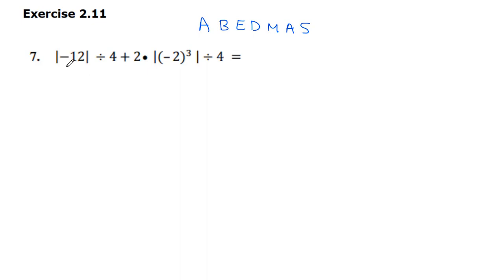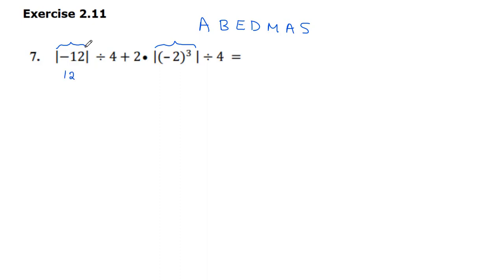So number 7, we have the absolute value of negative 12 divided by 4 plus 2 times the absolute value of negative 2 cubed divided by 4. So we've got a lot going on here. Notice that the first thing that we need to worry about are the absolute values. So we're going to focus on those two areas first. The absolute value of negative 12 is just 12.